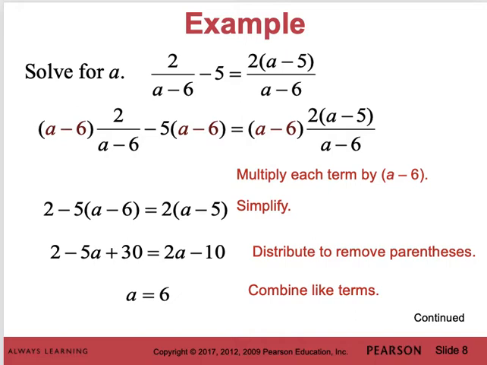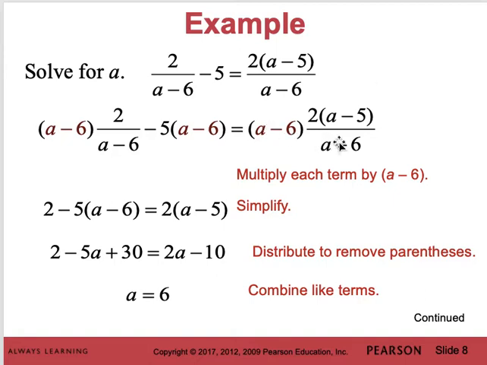Last example here, we want to solve for a, and then we'll check our work to make sure that it does work. In this case, the denominators are both a minus 6. So what we're going to do is multiply every single term. Even though this looks like it's one term, it's 2, right? We have our rational expression, our fraction, and our whole number. So we're going to multiply every single term by a minus 6, which is the least common denominator, just like we did in the last problem.